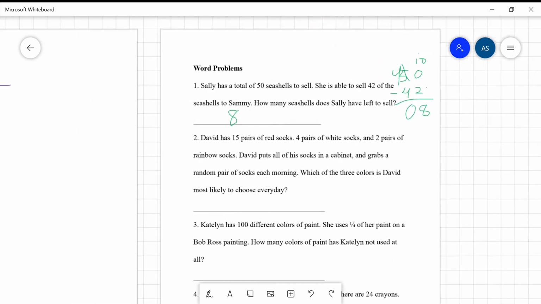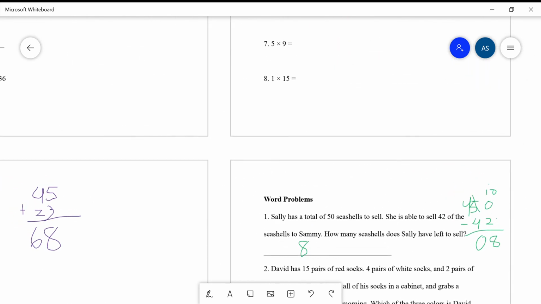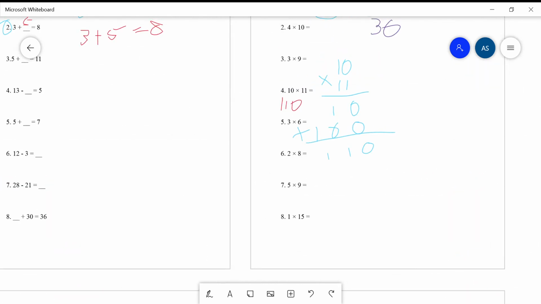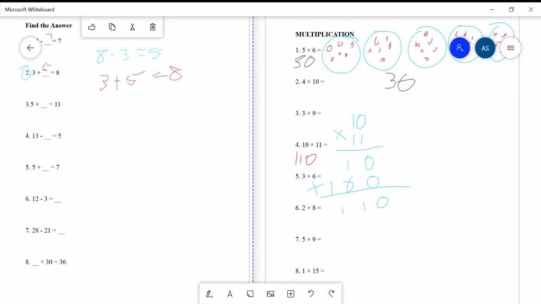And if you'd like to check your work, if you're the type who likes to check your work, you guys could always check your work online. And here's the answer for page 1, page 2, subtraction, page 3, multiplication, page 4, word problem.